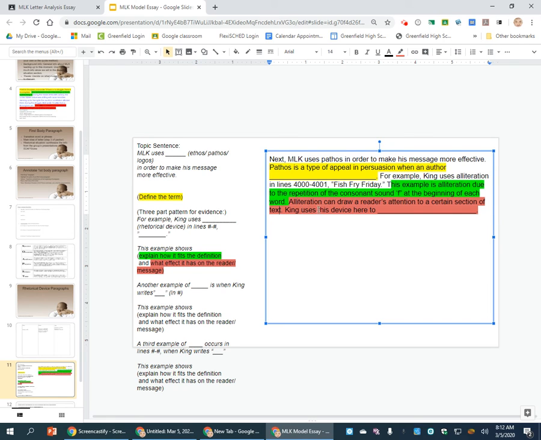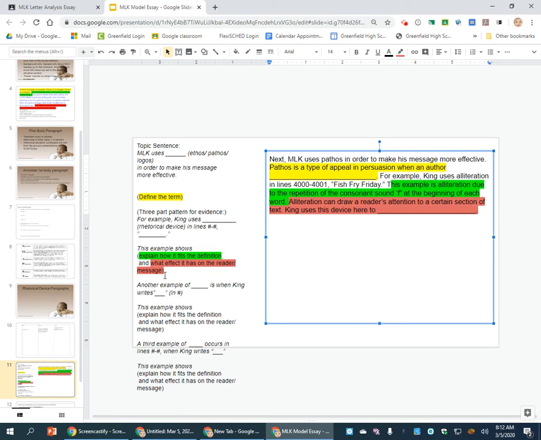So how does King use it, or why does he use it? King uses this device here too, and that's where you have to explain why you think he picked alliteration in that section, or how alliteration emphasizes or draws attention to, or what it draws attention to. Once we have some student models, I'll show you this in more real terms. I don't want to give you any answers yet because I want you to try to create your own.